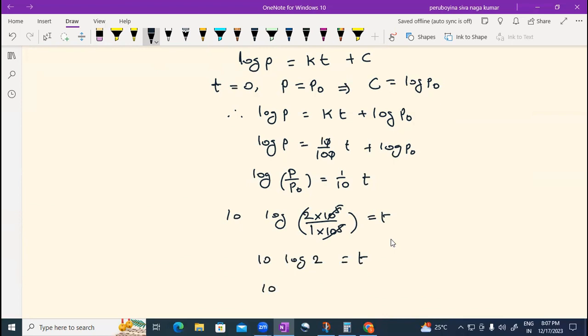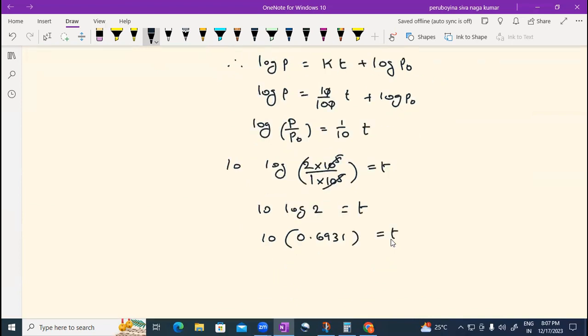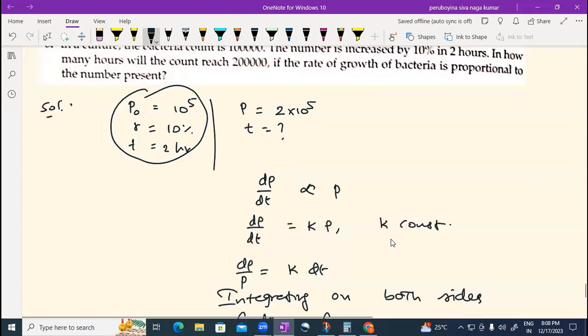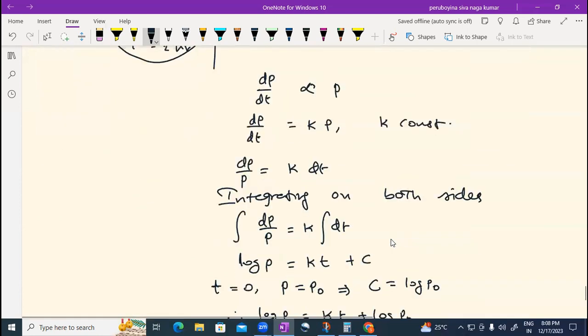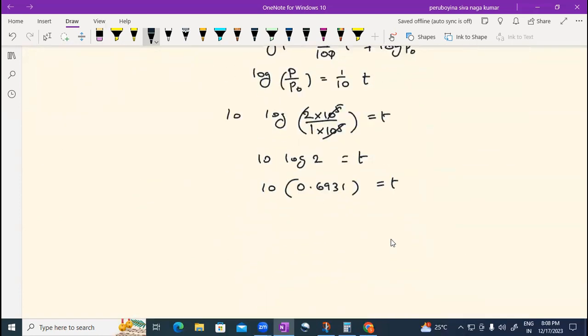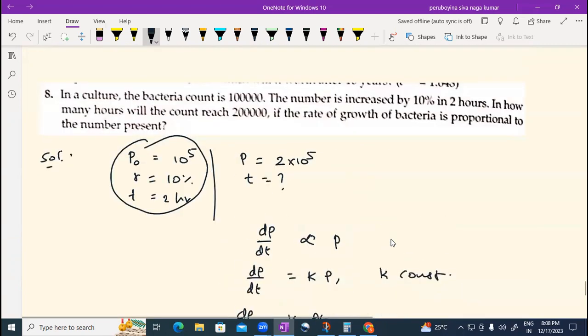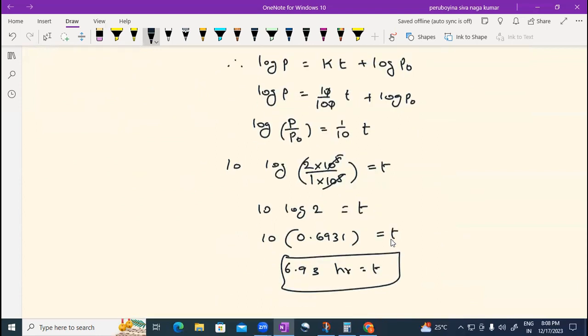So 10 into log 2, we know that it is 0.6931, right? So it will be how much? 6.93 hours. Actually, T is not in years. T is he mentioned in hours. Okay. So this is the answer for the question. Okay. We will solve the next question.